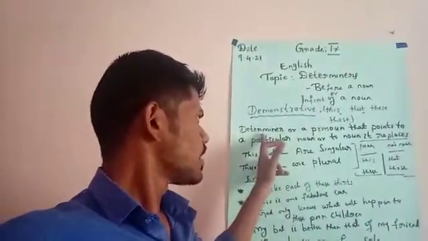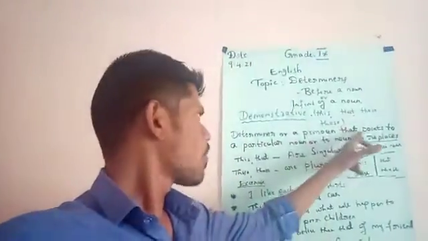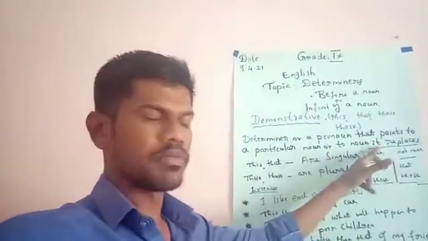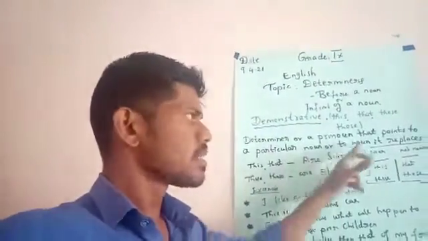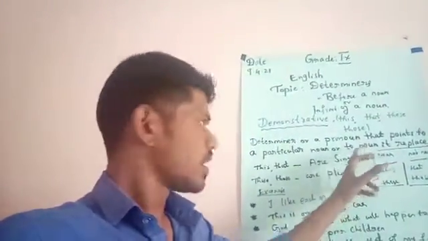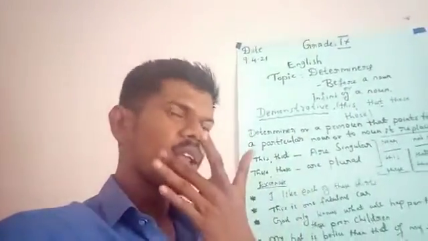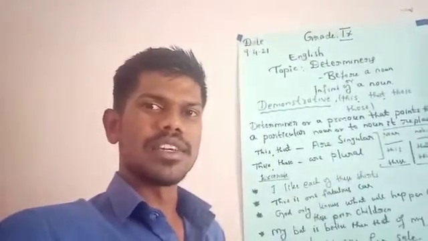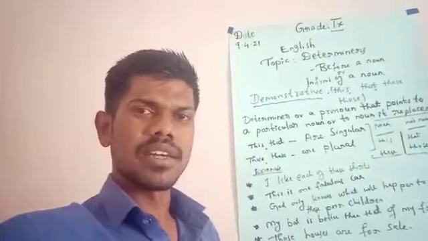Look here: demonstrative determiners are words that point to a particular noun or to the noun they replace. That means these determiners are going to replace nouns. It also usually comes before a noun or in front of a noun. As you know well about noun, what is noun? If I ask, you will say name of a thing, person, place, etc. For example, pen, pencil, car, bike, school, mother, etc. are the best examples for noun.